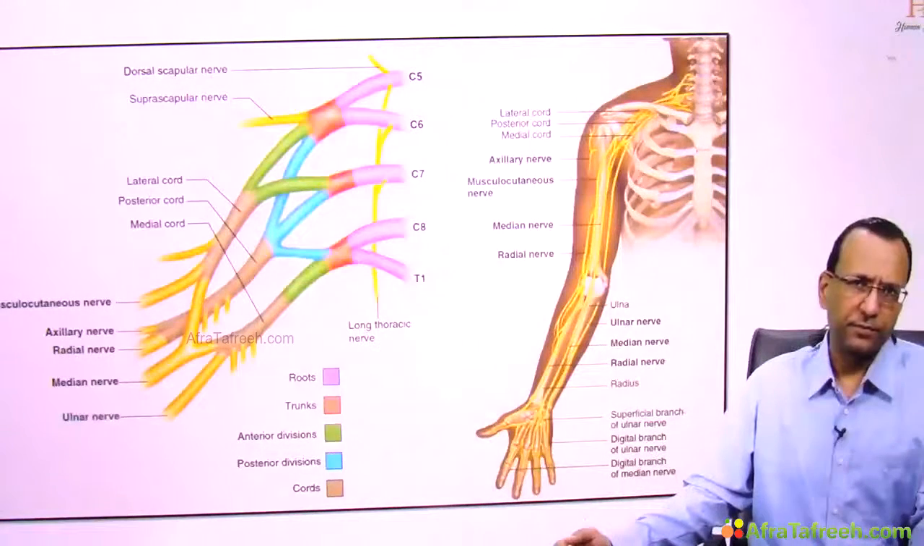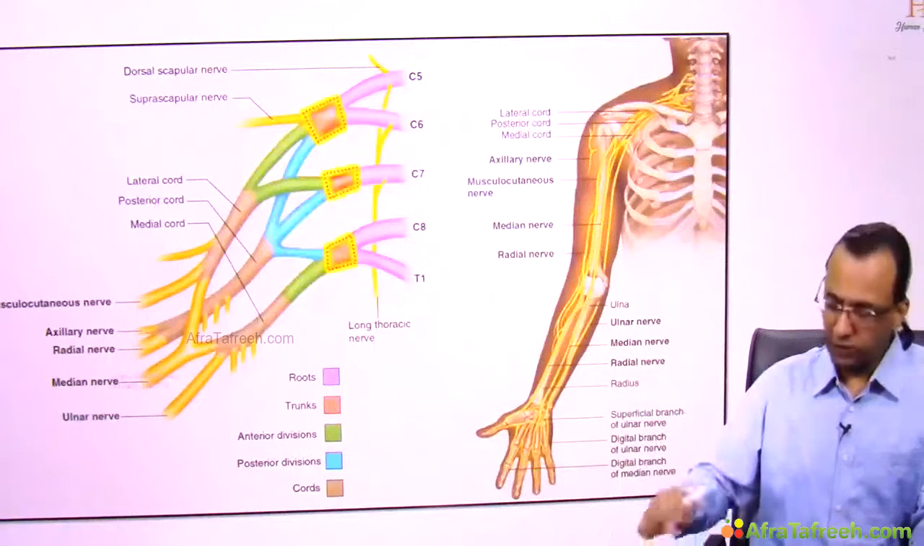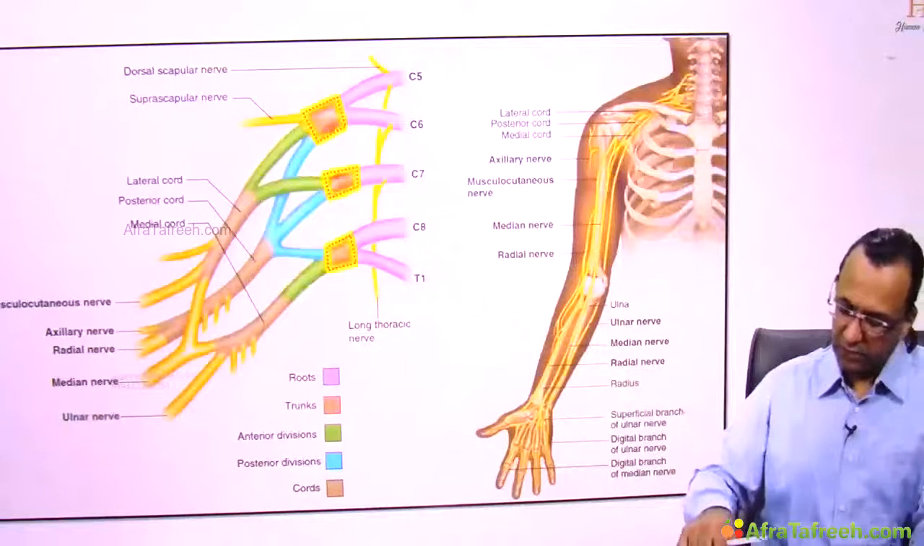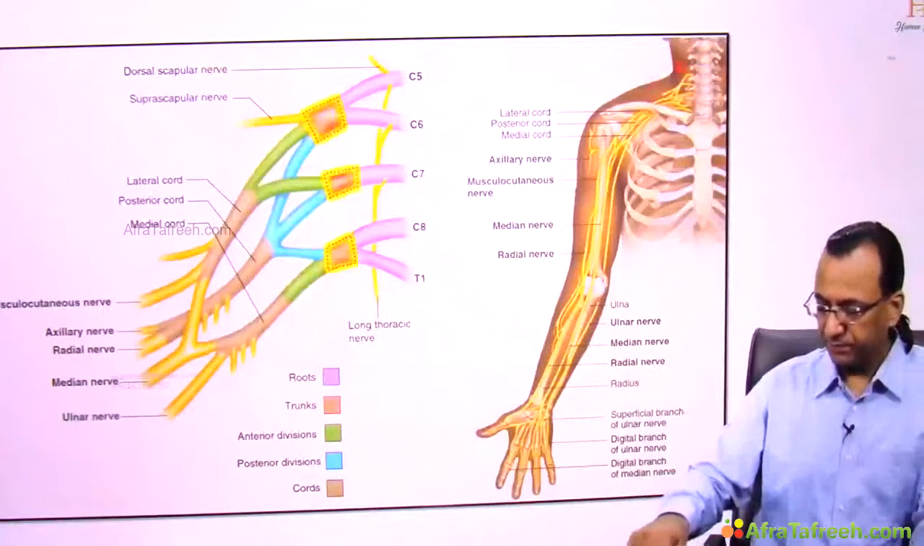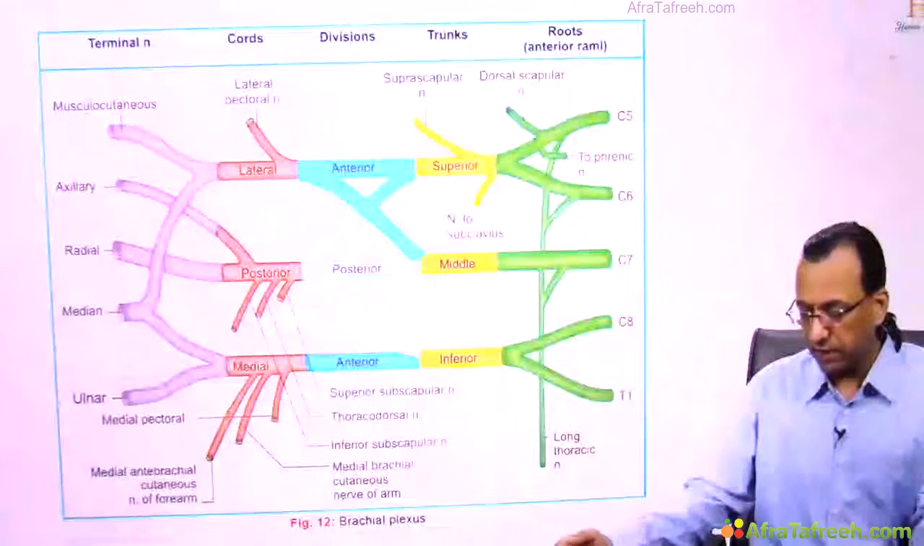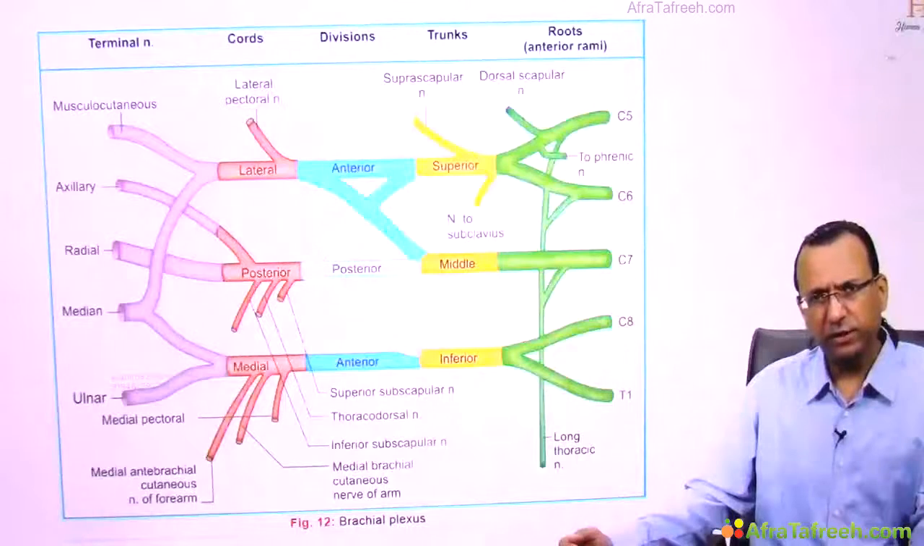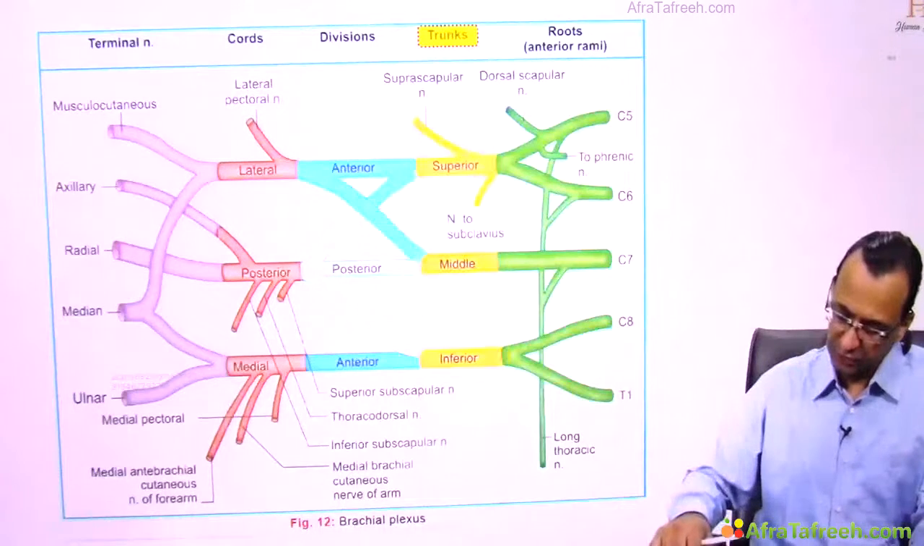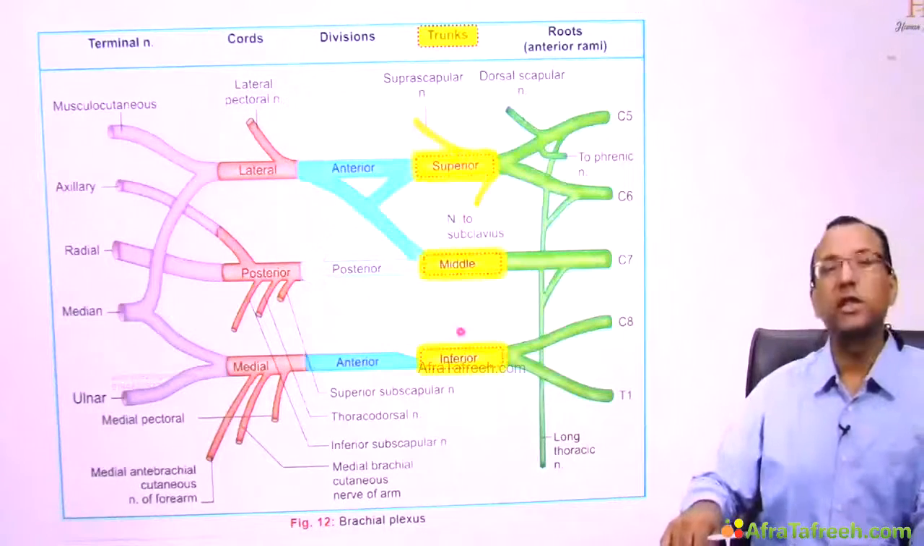As we're talking about the three trunks of brachial plexus, which are in the neck region, we need to discuss more details about them. And you see here is the schematic diagram we were using. So there are three trunks. Yes, you see there are three trunks of brachial plexus in the neck region.